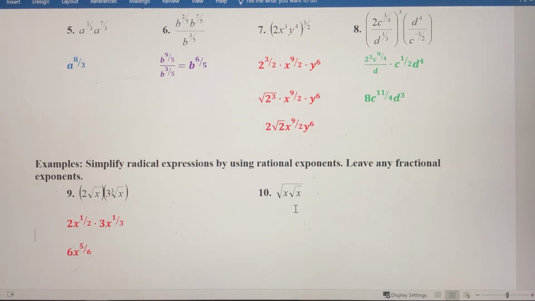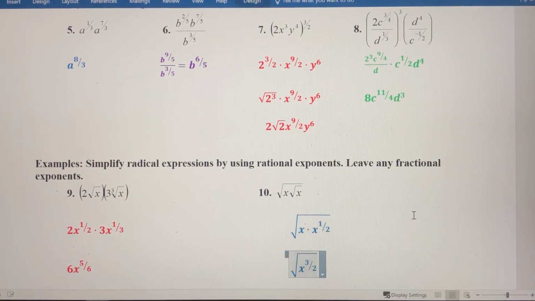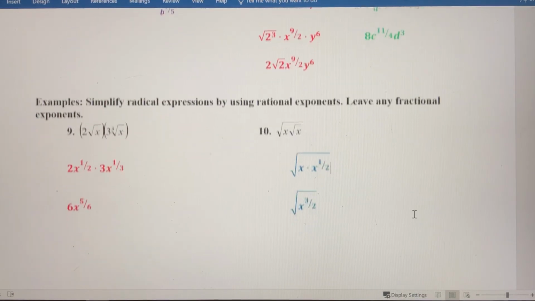Here we've got a radical expression inside of a radical expression. So let's do this first. I'm going to clean this up. This radical x here is x to the 1/2. So I've still got this big square root. This x hasn't changed. All I've done here is change radical x to the 1/2. Now this whole thing can be combined to x to the 3/2.